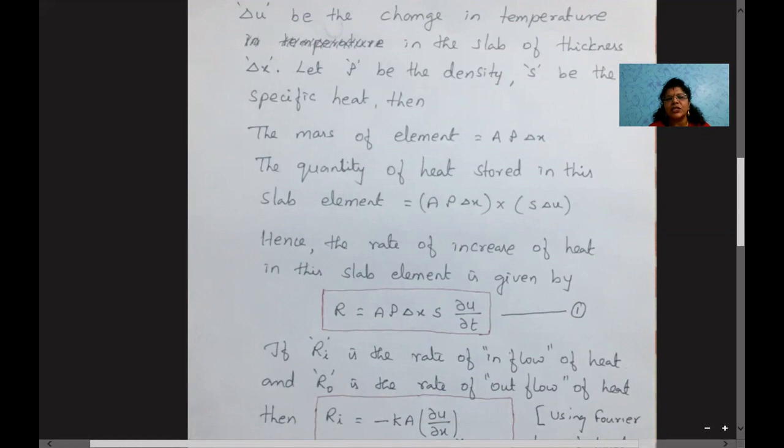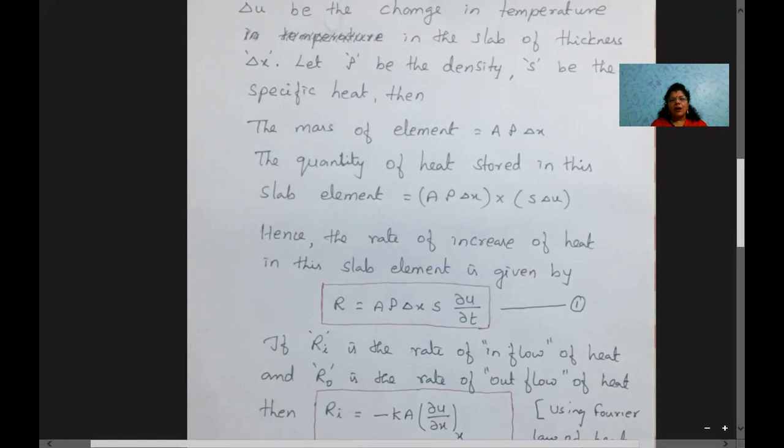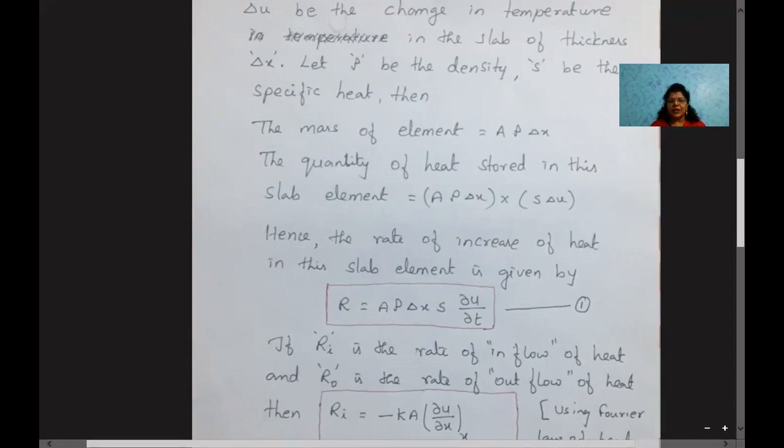Both I am writing S into delta U. Okay, this is the quantity of heat. What is the rate of increase of heat in the slab? We have to differentiate this with respect to T. Hence, the rate of increase of the heat in the slab element is given by R is equal to A rho delta X S dou U by dou T. That is, we have to differentiate this equation with respect to T.